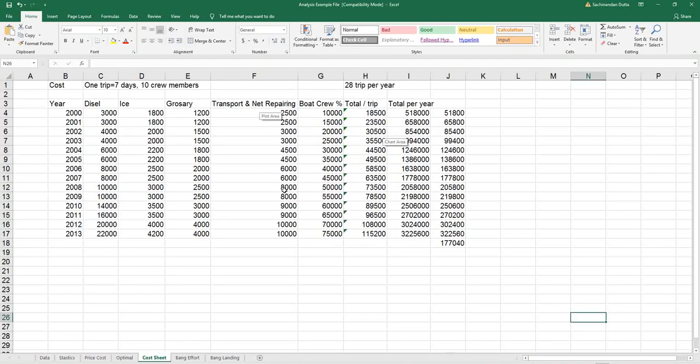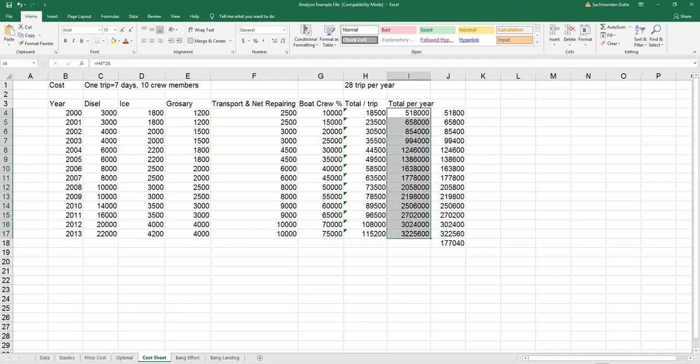We have already discussed how to collect the cost sheet. So diesel or fuel cost, ice cost, groceries cost, transport cost, boat cost per trip, and the total number of trips and crew members. So everything you will calculate as the cost per year.